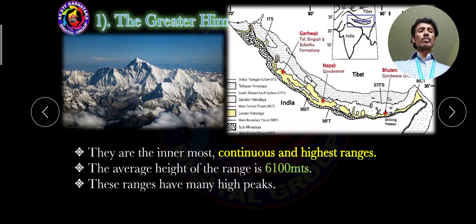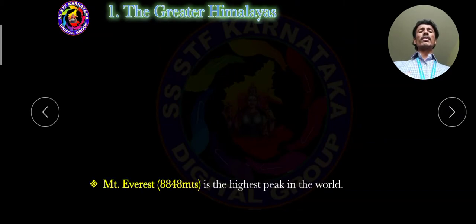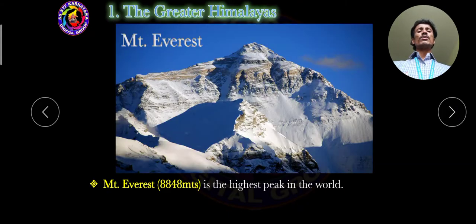Let's see what types of highest peaks we can see in the Greater Himalayas. The first one is Mount Everest. It is 8,848 meters. Mount Everest is the highest peak in the world. So this is the Mount Everest picture, dear students.